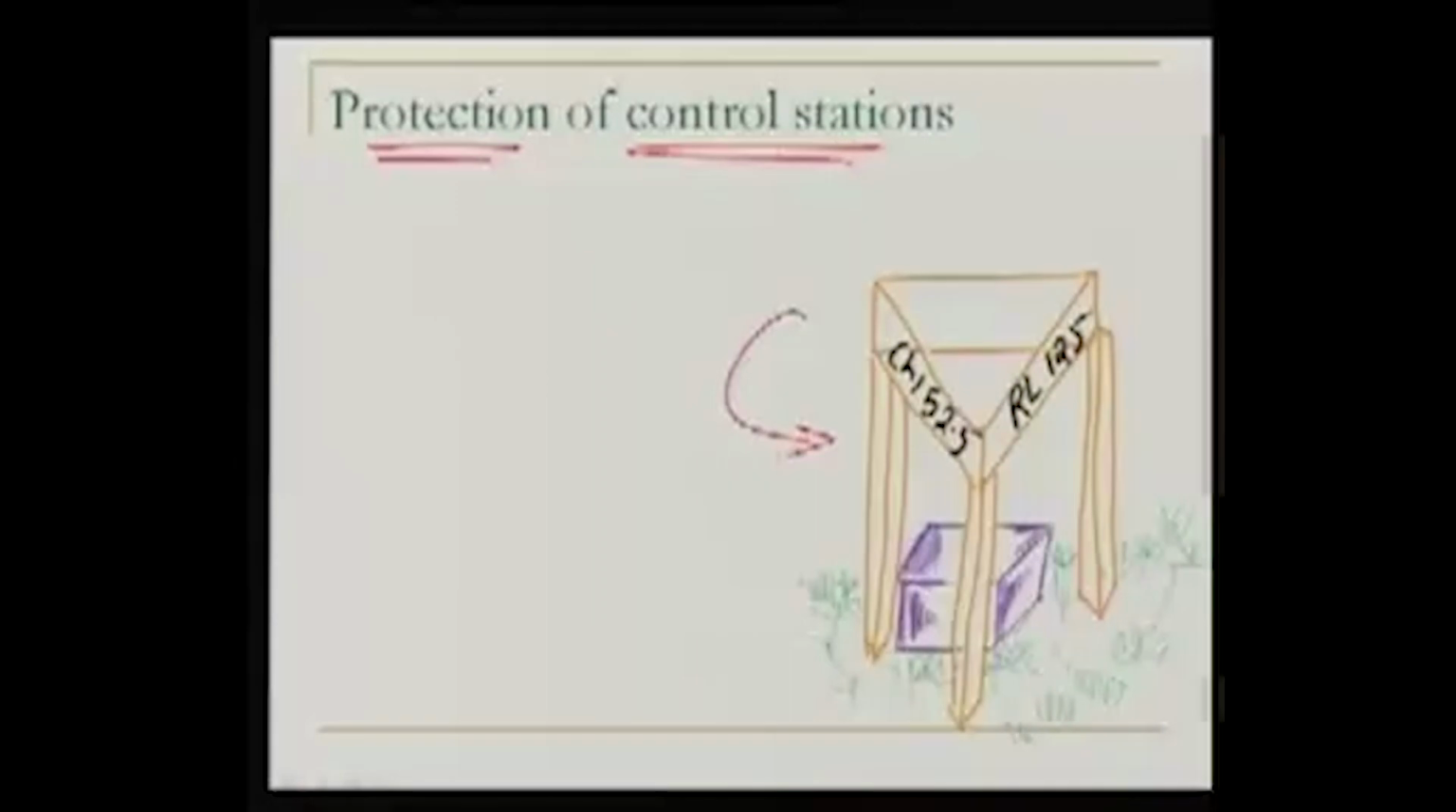One example here is a concrete block which is embedded on the ground, and we have protected this station with these wooden planks, and we have also written over here about this station. Well, what is the RL of this, what is the chainage of this, and something like that. So the method may vary, but the important thing is we should protect this station.